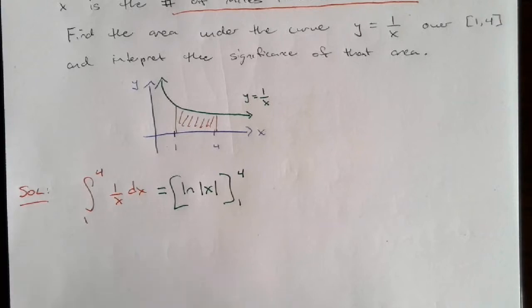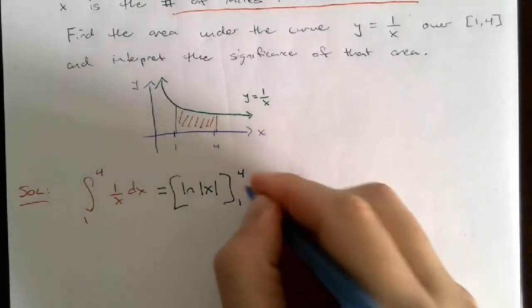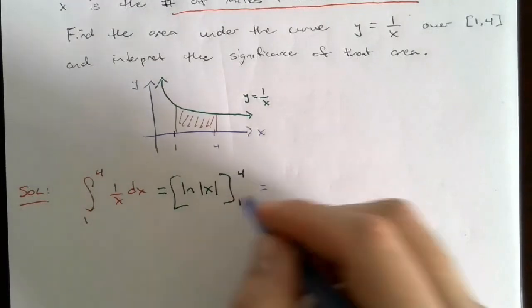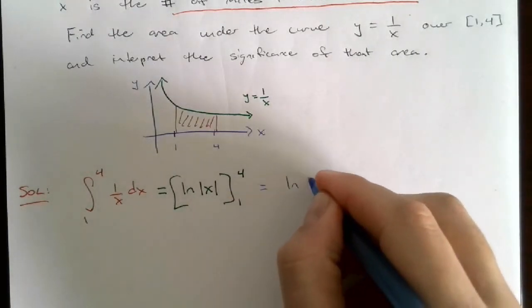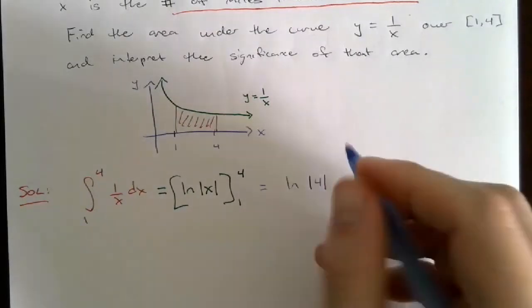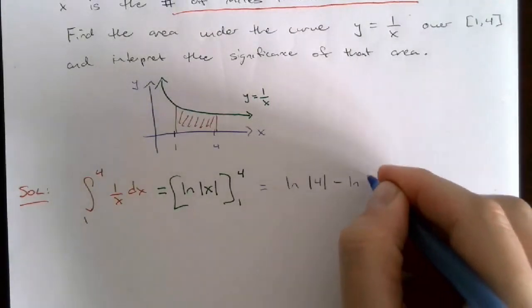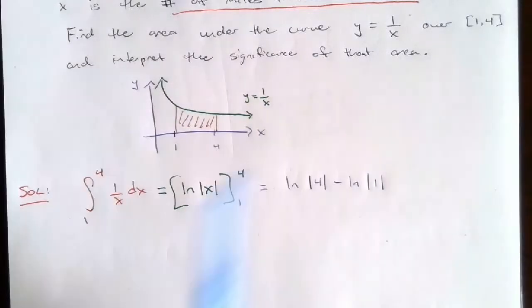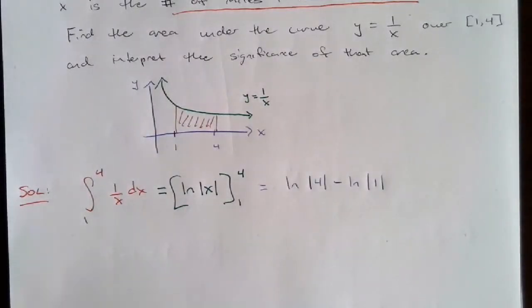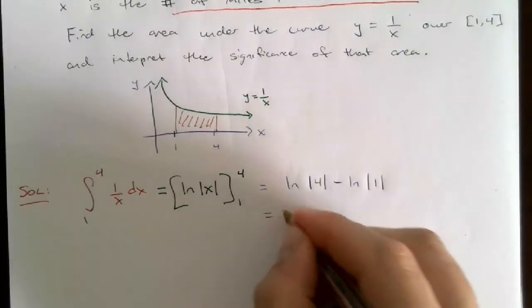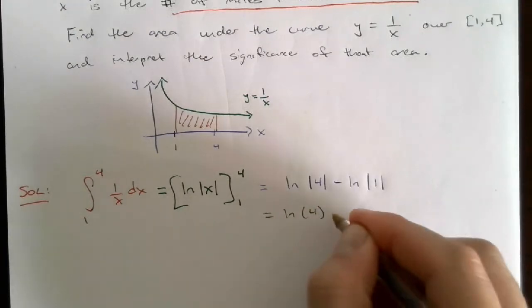Then evaluating this, we substitute in the upper limit minus substituting in the lower limit. So we're going to take the natural log of 4. I'll put the absolute value bars there, but since 4 is positive, you don't really need to worry about it. Minus the natural log of the absolute value of 1. The natural log of 4, I'll just write as ln 4. You don't need the absolute value, it's already positive.